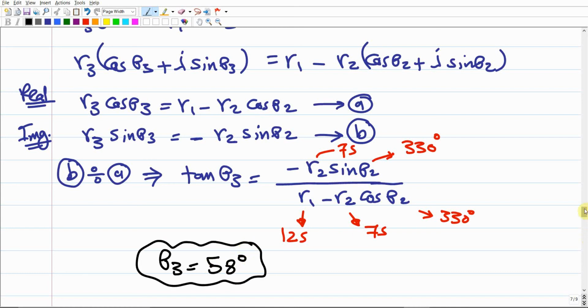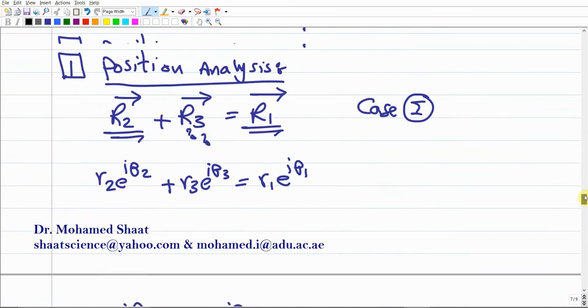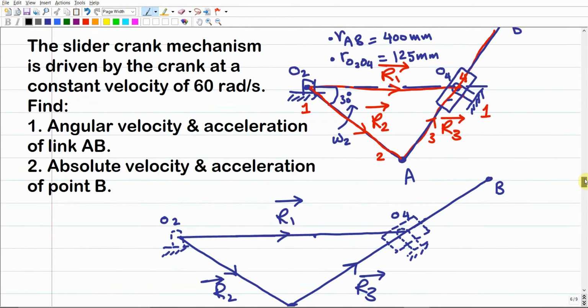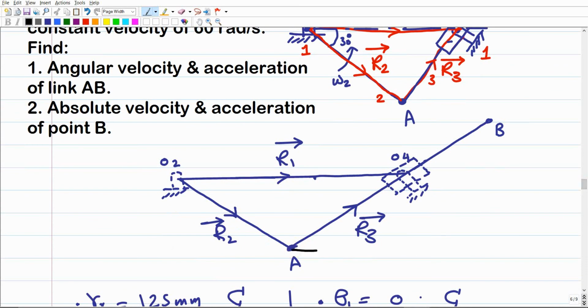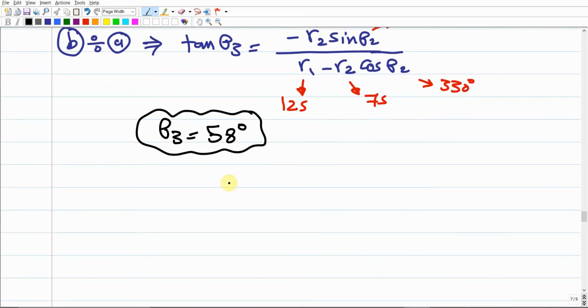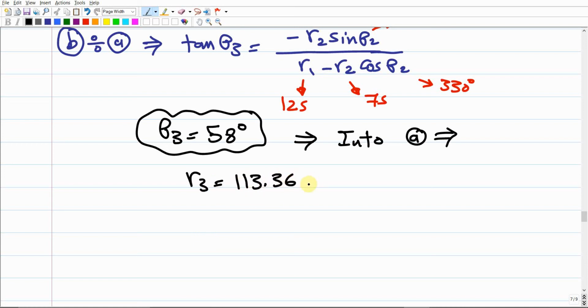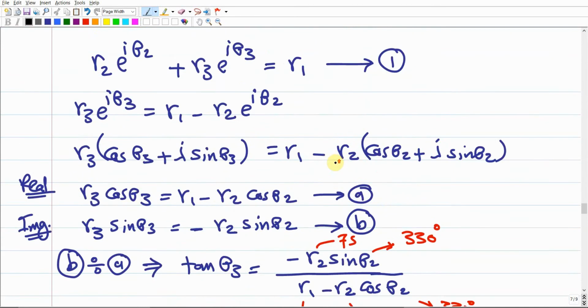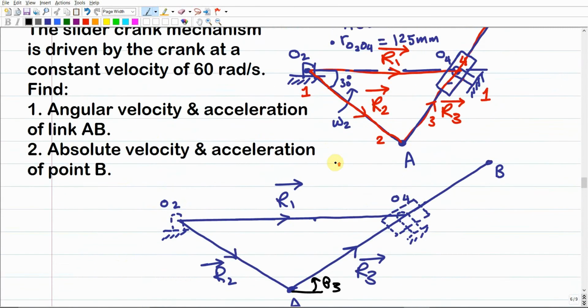And if we check above what the quadrant of this angle is, we find that it is located in the first quadrant, as we identified θ3 should be. So it means that 58 degrees is the exact value for this angle. Then if we substitute into either equation A or B, for example equation A, we find that R3 is 113.36 millimeters.